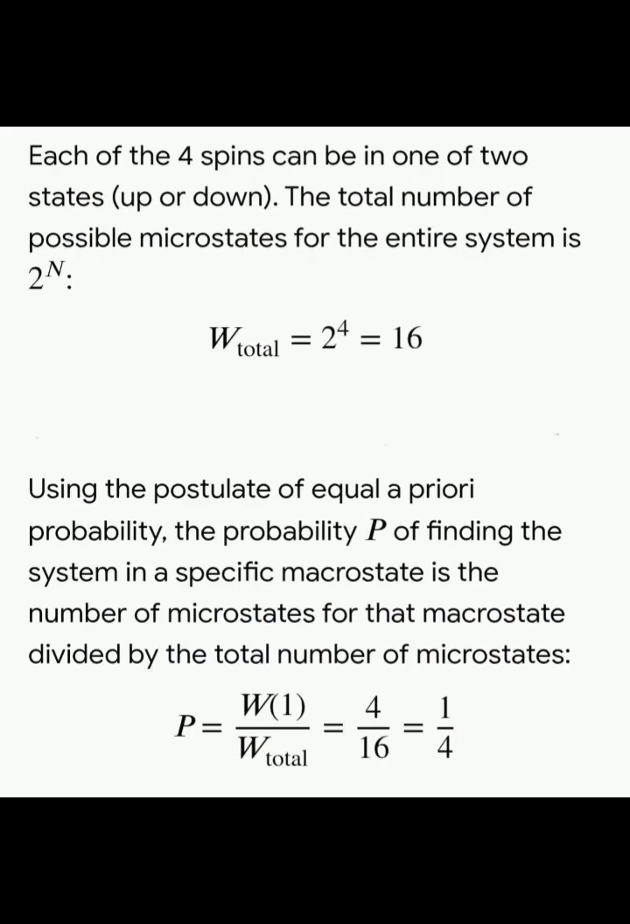The total number of possible microstates for the entire system is 2^N. Here N = 4, so W_total = 2^4 = 16. So the probability is equal to W(1) divided by W_total, and this is equal to 4/16. This is equal to 1/4.